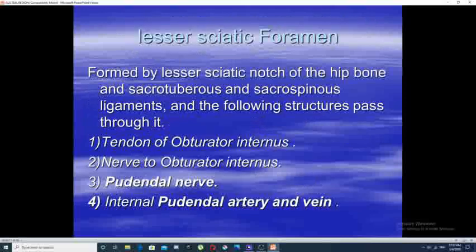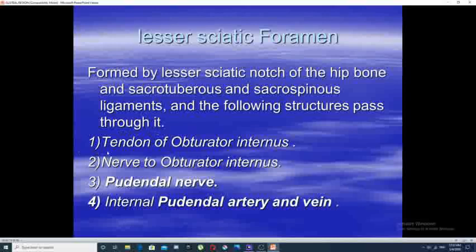What about the lesser sciatic foramen? This foramen is formed by the lesser sciatic notch of the hip bone and the sacrotuberous and sacrospinous ligaments. The following structures pass through it.